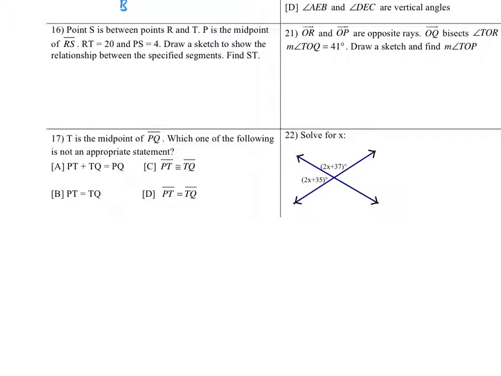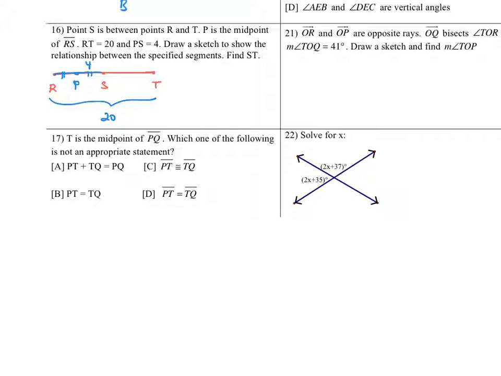Okay, for number 16, it says point S is between points R and T. I know it sounds like one of our previous questions, but it is a little different. So let's put R and S and T. And then it says point P is the midpoint of RS. So if this is line segment RS right here, we want point P to divide this segment into two congruent parts. So it tells us that the length of the whole entire segment from R to T is 20. Line segment PS is 4.